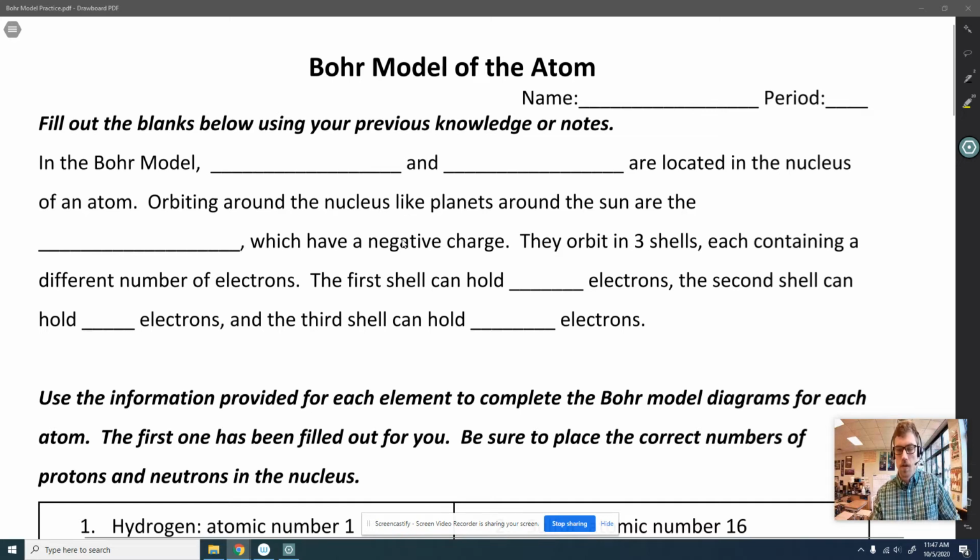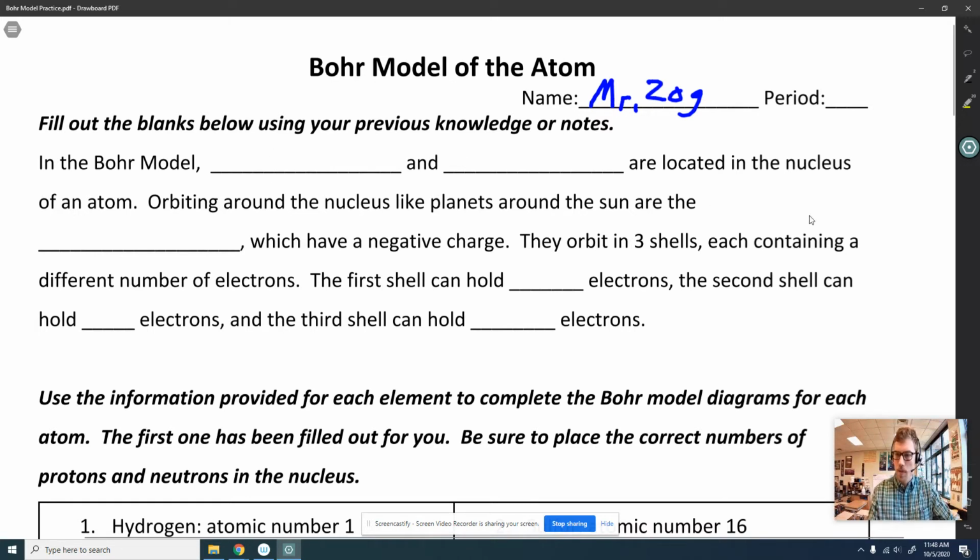Hey folks, and welcome. Today we're going to be talking about how to draw Bohr models. We went over this last week, but we are going to actually do some practice today. So make sure that you open up the assignment in Canvas, and I'm going to be going through and answering, kind of doing the first part of this, and then I'll do a couple examples, and we'll go from there.